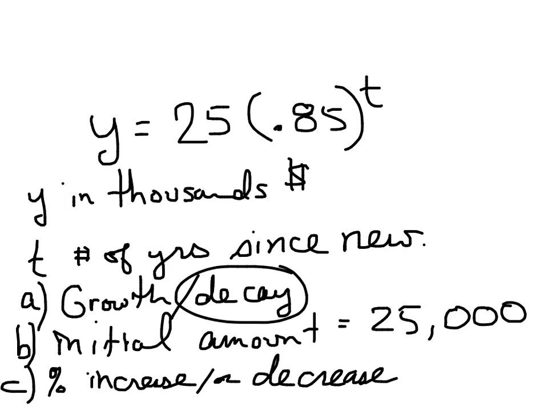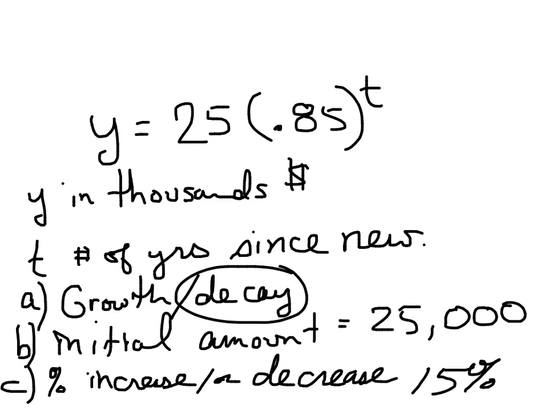Now, if it would have been growth, for instance, if the percent would have been, let's say, move the decimal over and it would have been 110. What's the percent increase then? 10%. Because it's above 100 by 10%. Okay?